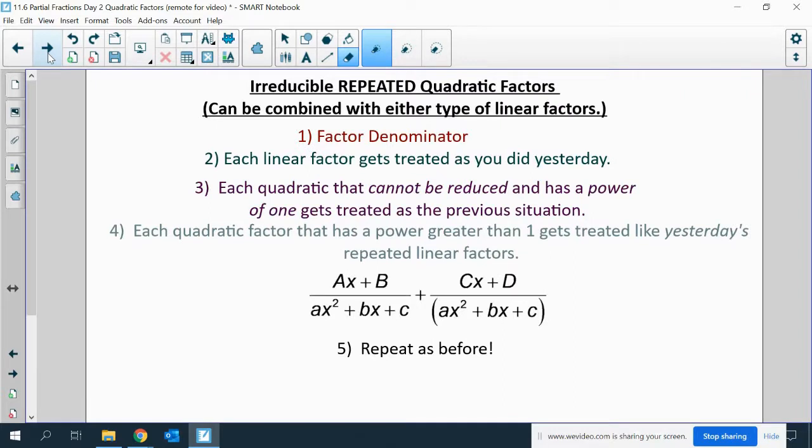Okay, now irreducible repeated quadratic factors. You factor the denominator. Each linear factor gets treated as you did yesterday. Each quadratic factor that we did in the first part gets treated like we did yesterday. And then each quadratic factor that has a power greater than 1 gets treated like yesterday's repeated factors, just like we showed a couple slides ago. So anything that gets repeated, like with a squared or a cubed or whatever, we just keep going and we continue to repeat.